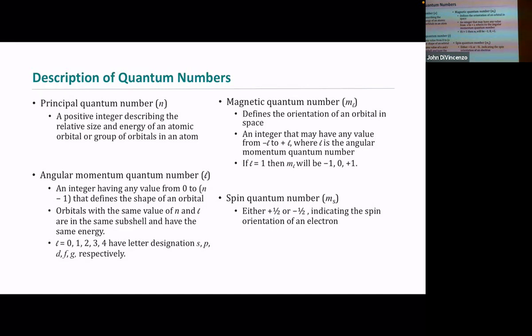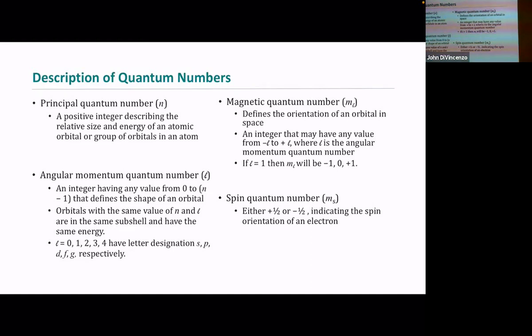Those letters come from old spectroscopy stuff. Don't ask me what they are, I can't remember. But basically, L equals 0 is s, 1 is p, 2 is d, 3 is f. That's all you'll ever have to do. But then it keeps going.